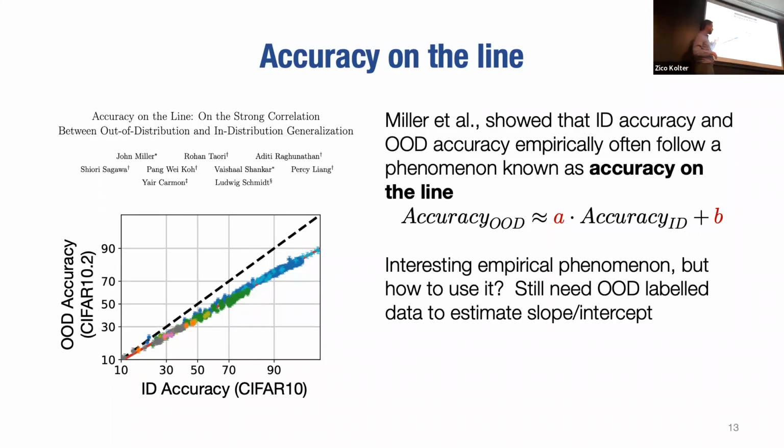However, we can't use this for the setting that I talked about. To get an estimate of OOD performance, you need to estimate the slope of this line. You have to get a bunch of points on this line, which all require knowing the OOD performance, which requires labeled OOD data. So you can't actually use this for the setting that I described before.